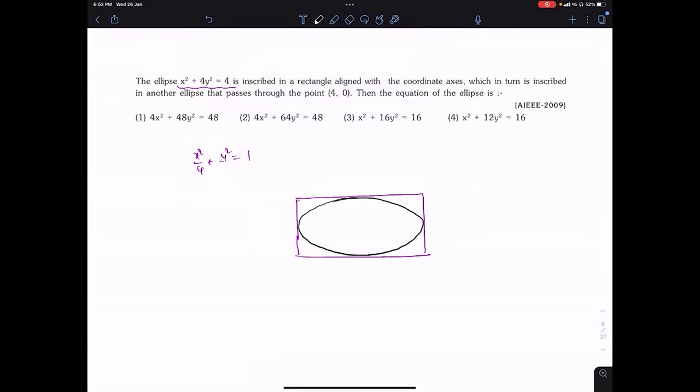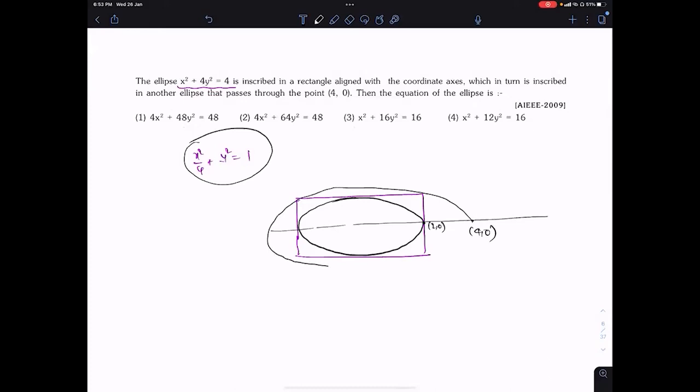Like this. Okay. Which in turn is inscribed in another ellipse. A rectangle is inscribed in another ellipse passing through the point (4, 0). Okay, so this is (2, 0). This ellipse. So the rectangle is inscribed inside another ellipse, they are saying, passing through (4, 0). And they are asking, so like this, the other ellipse can be. They are asking the equation of this ellipse.